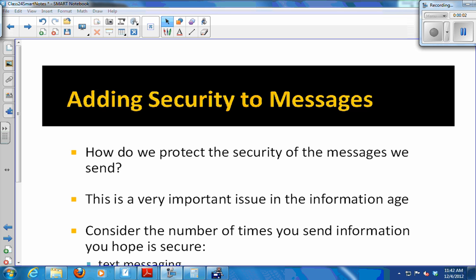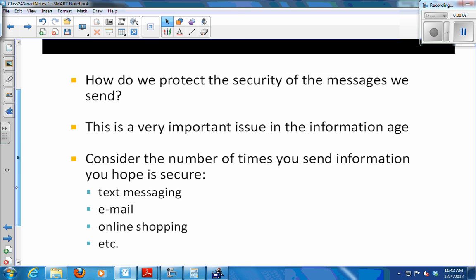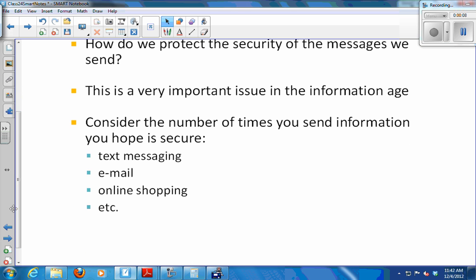Okay, how do we protect the security of messages we send? It's a really important issue in the technology age. We're sending information electronically all the time, so we want to make sure that we can send it securely. Think about all the times that you send information that you hope no one else can read: text messaging, emails, online shopping.